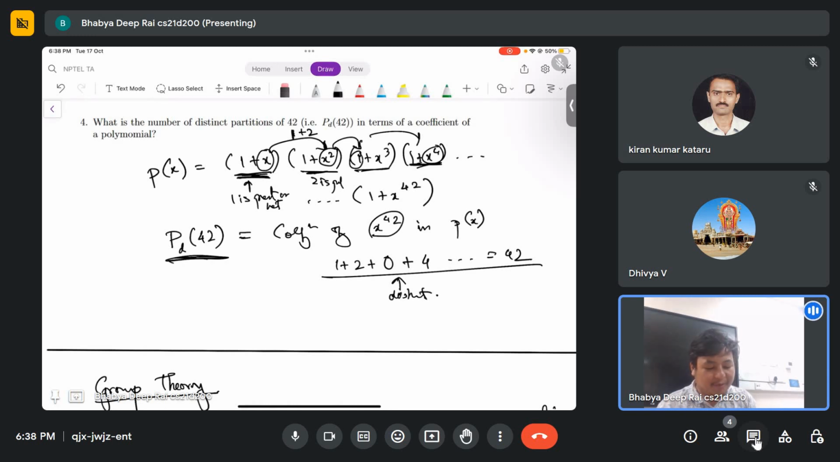And this coefficient of x to the 42 will give me the number of distinct partitions of 42. Okay. Do let me know if you want me to repeat it. Else we'll just move on and solve the remaining questions.